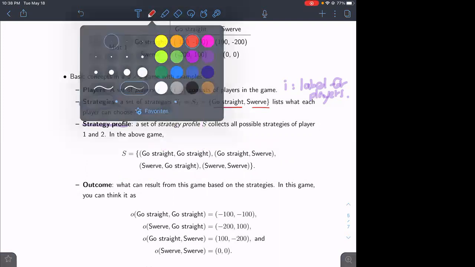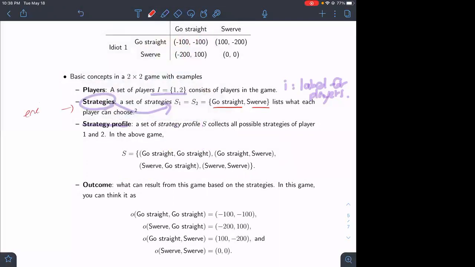They sound similar, but a strategy is for each player. A profile is for the entire game, what all players have chosen. So it's combining strategies.